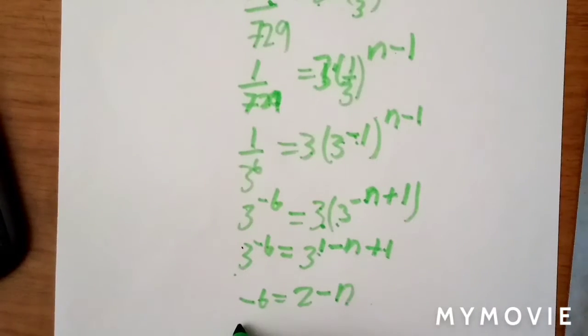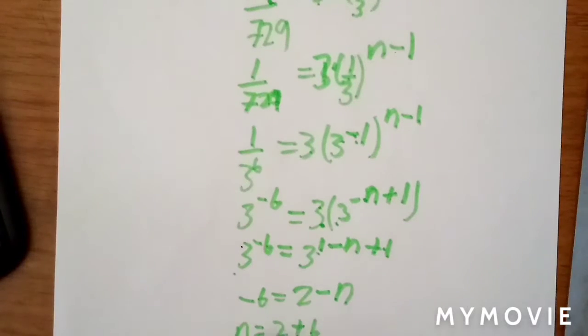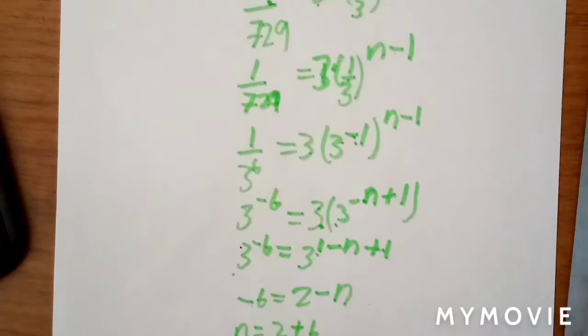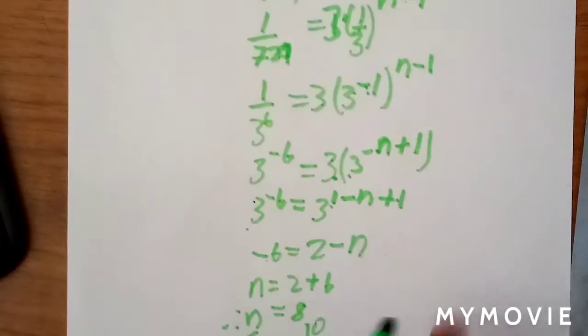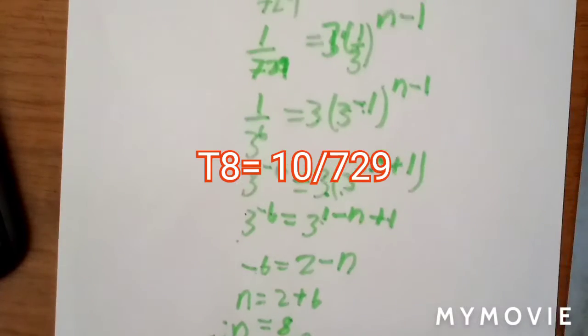Therefore, your n goes to this side, equal to 2 plus 6. Therefore, your n is equal to 8. Therefore T8 is equal to 10 divided by 729.